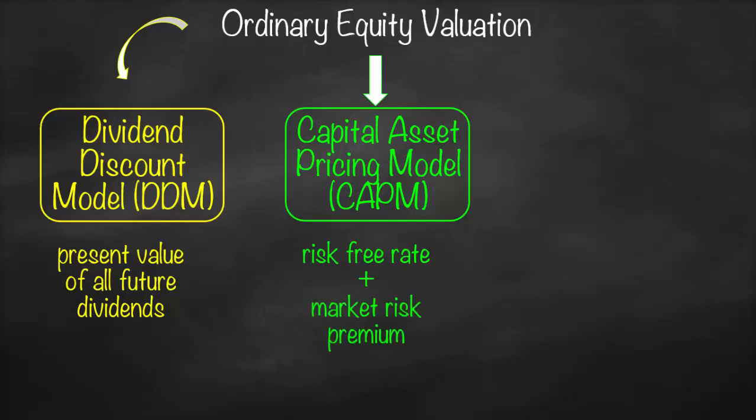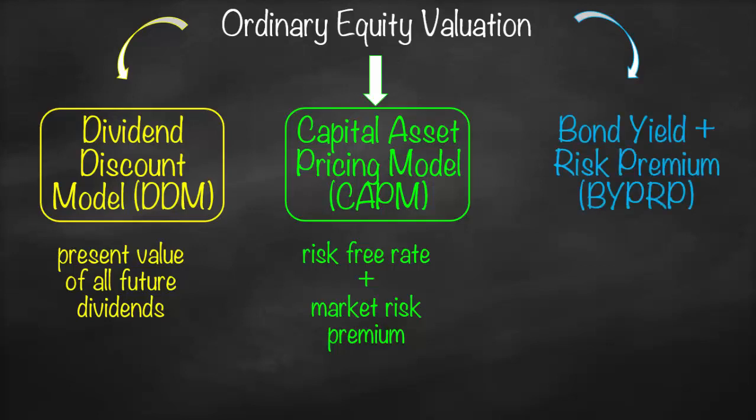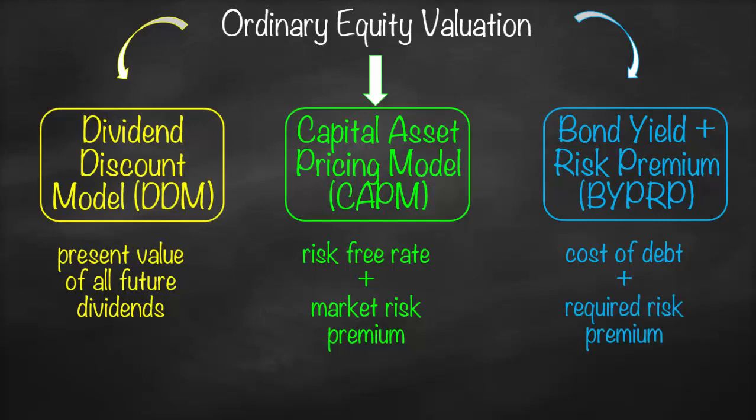The second model is called capital asset pricing model, CAPM, and with this one, our formula is risk-free rate plus market risk premium or equity risk premium. The third approach, which is less common, is called bond yield plus risk premium. So in this formula, what we need to get is our before tax cost of debt. If we have bond, it will be our yield to maturity, before tax yield to maturity, plus required risk premium. And this required risk premium is usually between 3 to 5%. And it's subjective, and that's why the third approach here is less common.